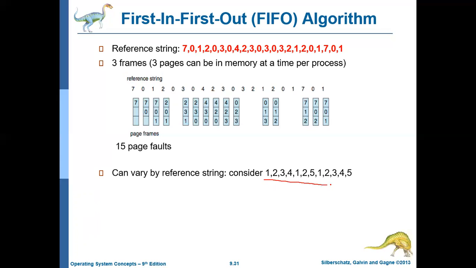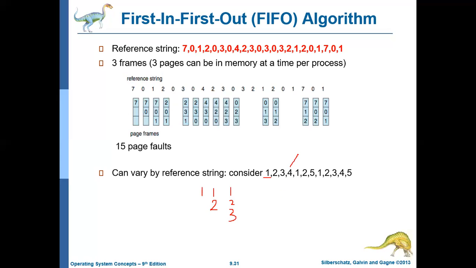So let us take this particular string 1 2 3 4 1 2 5 1 2 3 4 5. With this string, let us try to understand how many page faults it will create if there are 3 empty locations, that is, 3 empty frames. The first input is 1, so it will create a page fault, and 1 will be brought into one of the empty locations. Next 2 will create a page fault, and 2 will be brought to the next location. Next 3 will create a page fault, and 3 will be brought to the next empty location.